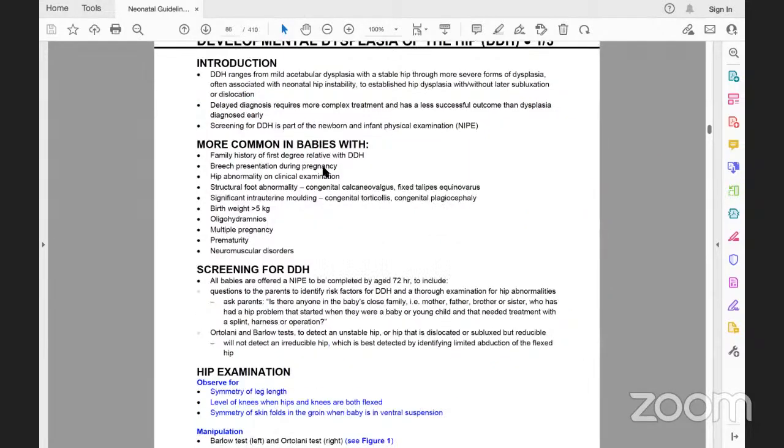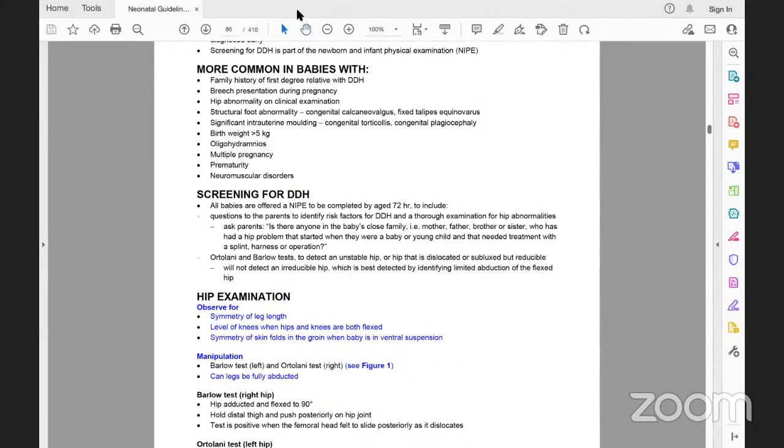Now, the developmental dysplasia of hip causes: there are some F's, family history, female, firstborn. So there is a rule of F in developmental dysplasia: firstborn, female, family history, foot problem. What is foot? F for foot problem. Foot problem means calcaneovarus deformity, calcaneovalgus deformity, talipes deformity. Then fatty. Fatty means obese baby, more than 5 kg.